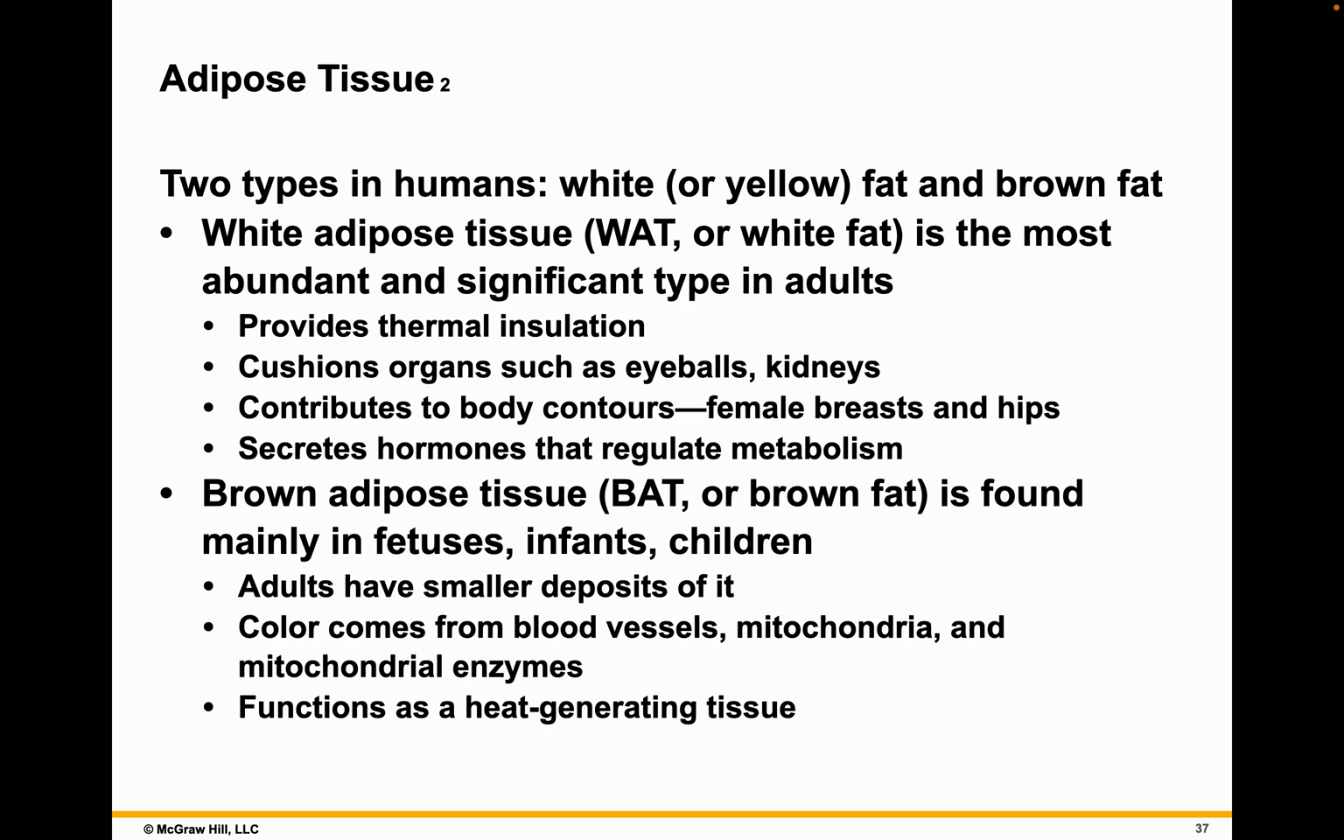Brown fat is found mainly in fetuses, infants, and children. Adults do have smaller deposits of it, though. The color comes from the blood vessels, the mitochondria, and the mitochondrial enzymes that are there, and it's going to function as a heat-generating tissue.